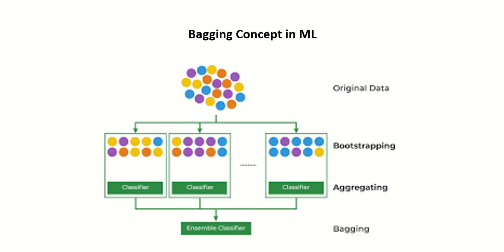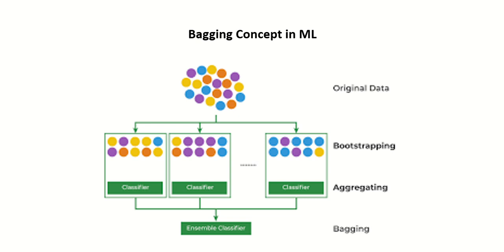The fourth one is aggregating. Once the classifiers are trained, the next step is to aggregate their predictions. The aggregation can be done using various methods, such as voting for classification tasks or averaging for regression tasks. The image shows the classifiers' predictions being combined to form an ensemble classifier.